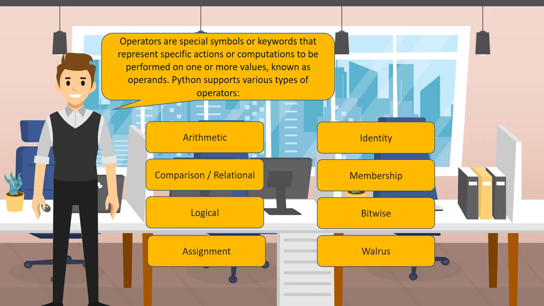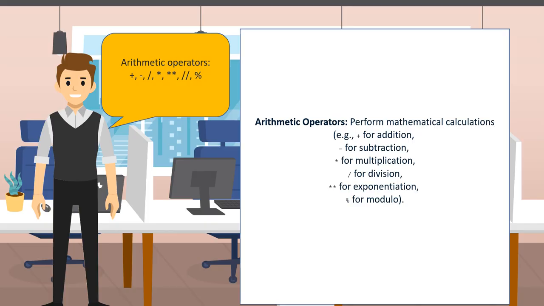Operators are special symbols and/or keywords that help you perform some actions or computations on one or more values known as operands. These are the operators Python supports: arithmetic, relational, logical, assignment, identity, membership, bitwise, and walrus. So let's see each one of them.